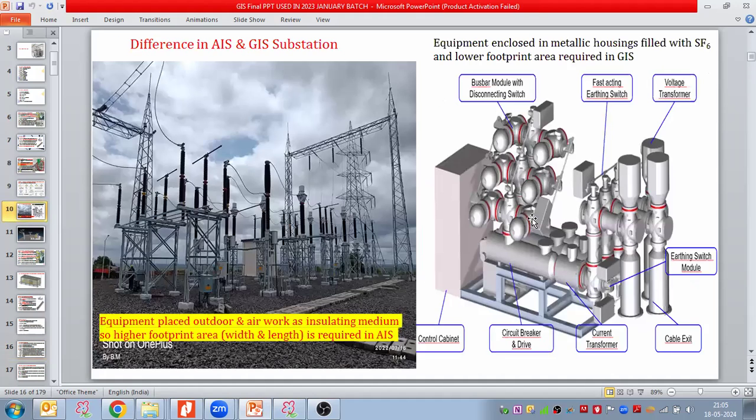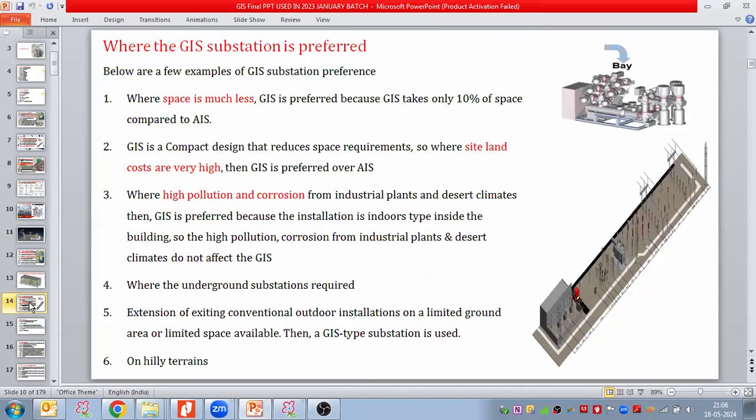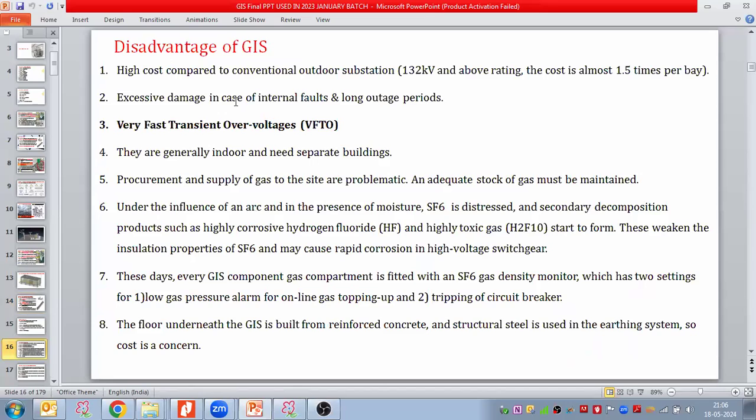So if any internal fault happens, the outage time and maintenance time are higher in the GIS compared to the AIS. This is also a major disadvantage of the GIS. And third, a very dangerous and major disadvantage of the GIS is VFTO.